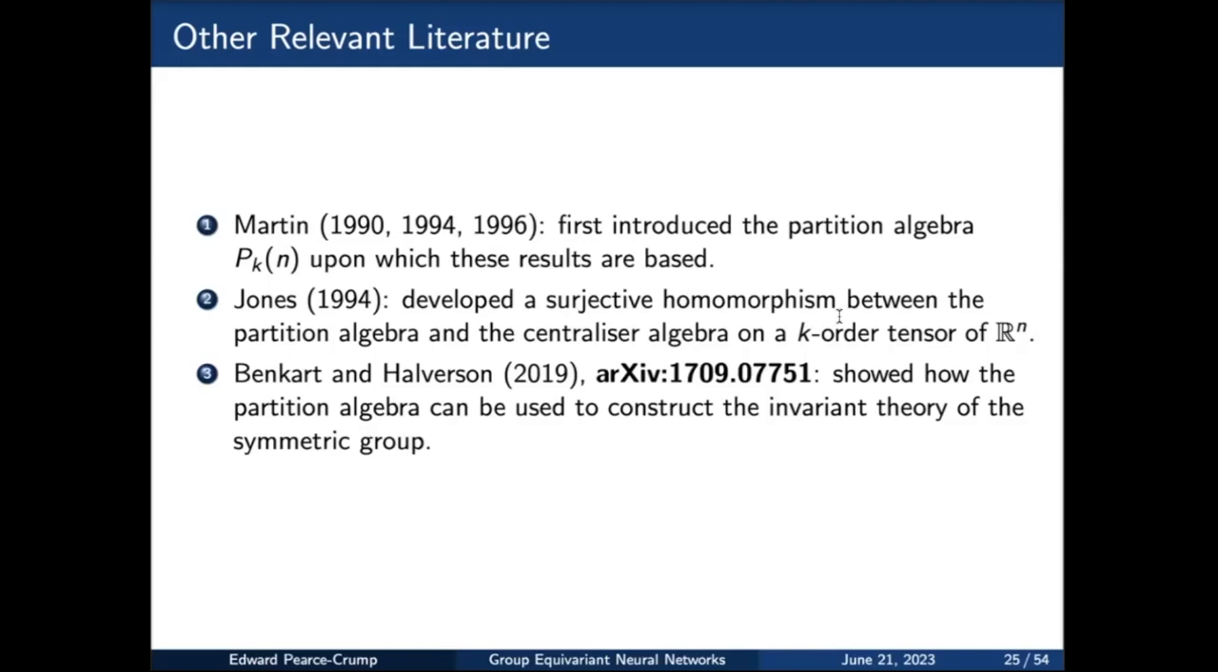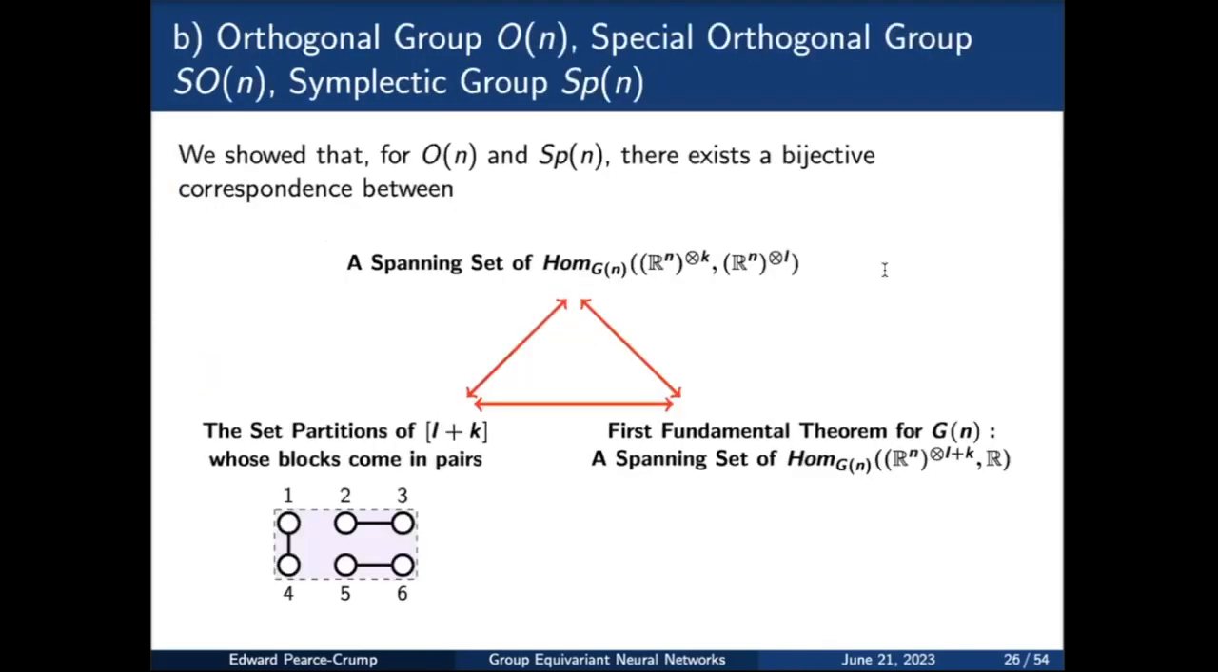And then this work was used by Benkart and Halverson to construct the invariant theory of the symmetric group, which, if you think a little bit about it, makes sense because the Hom_Sn space sits inside a generic Hom space. In fact, it's the invariant sub-representation. So you could see why it might be possible to construct it from this partition algebra. Okay, so that's the first result.